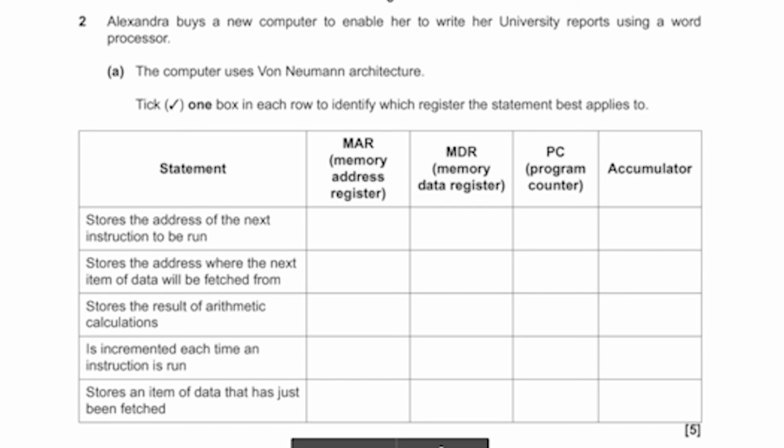Stores the address of the next instruction to be run, well, that's the program counter. Stores the address where the next item of data will be fetched from, well, that's the memory address register. Stores the result of arithmetic calculations, that's the accumulator. Arithmetic is maths. Is incremented each time an instruction is run, well, that's the program counter again. Stores an item of data that has just been fetched, well, that's the memory data register.